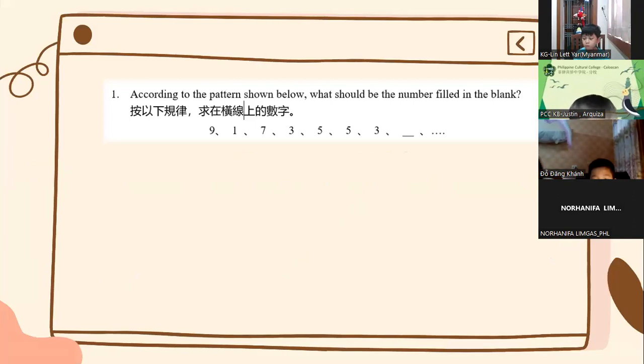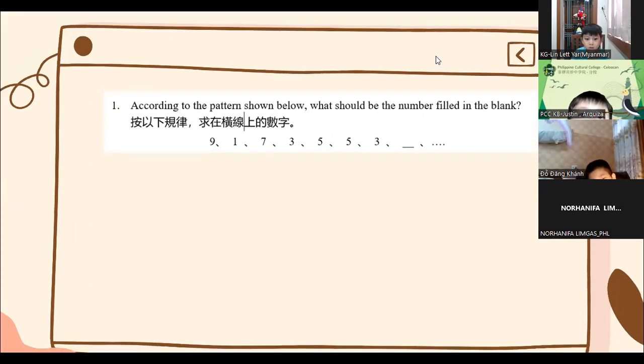So this is actually the first one, which belongs to your logical thinking part. According to the pattern shown below, what should be the number filled in the blank? So this is your pattern and numbers here. You have 9, 1, 7, 3, 5, 5, 3. So you have the blank here. What do you think is the answer here? If you have an answer, feel free to chat it on our chat box. You can type there 7.